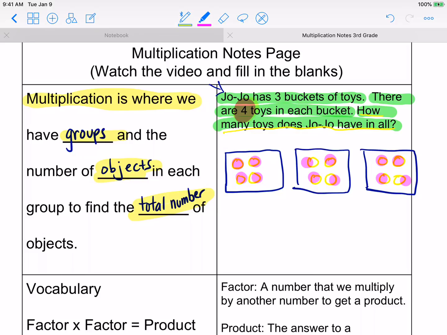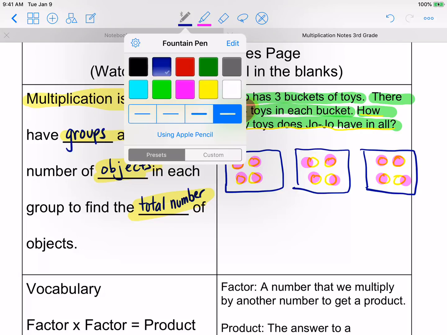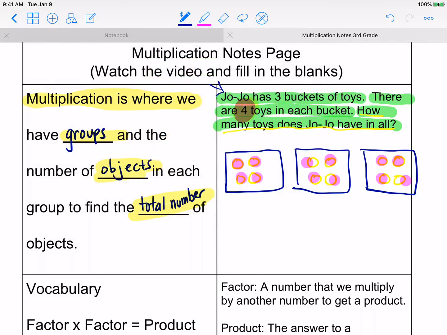But this is the main idea. We want to take groups and equal groups. Their groups have to have the same amount of objects in each one, and then we can find the total amount. So what we really did here, we did repeated addition, didn't we? We said 4 plus 4 plus 4. The total number of objects is equal to 12.